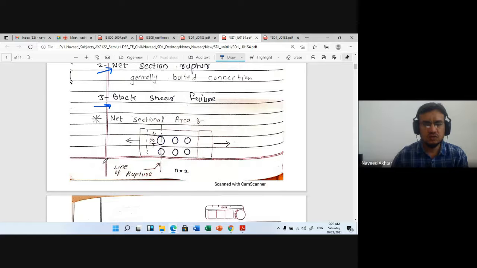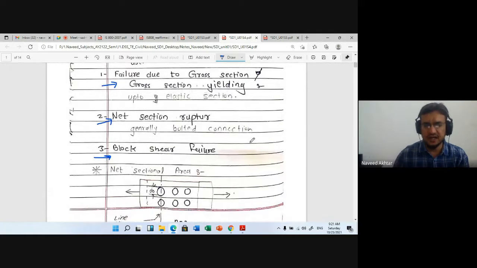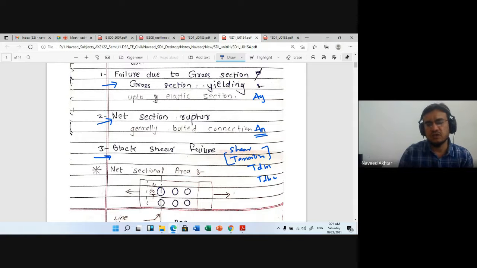In cross section yielding, generally you need a gross area. In net section rupture, you need a net area. The net area you have to calculate based on the section given and the bolting conditions. Block shear failure is the failure in shear as well as in tension, both. It is called TDB, the design strength in block shear. Cross section yielding is TDG, and TDL is the net section rupture.